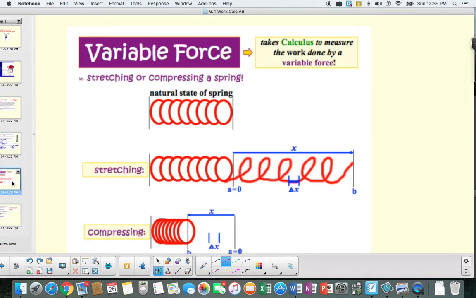So why is this a good problem for calculus? Because if we want to find the total work being done, and not just the work over one distance, and we want to find the work over the whole thing, then that is going to be a variable force, and it's a perfect application for calculus.